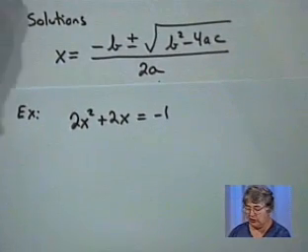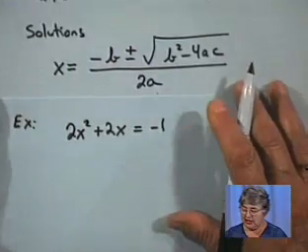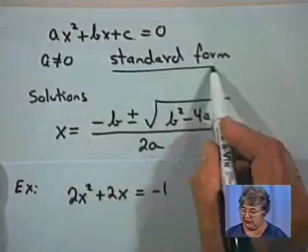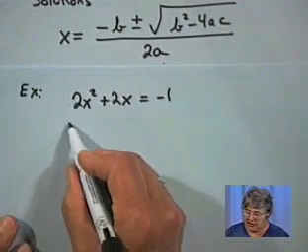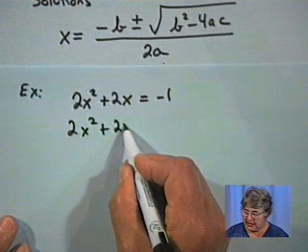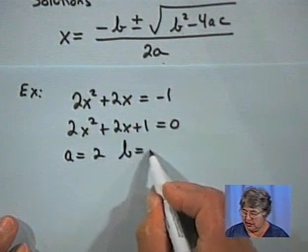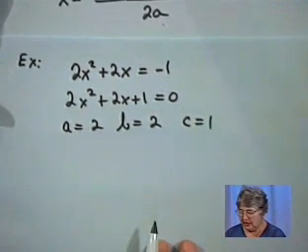First of all, determine what a, b, and c are. But even before that, we need to put the equation in standard form, which means that everything needs to be on one side. Okay, so 2x squared plus 2x plus 1 equals 0. So a equals 2, b equals 2, and c equals 1.